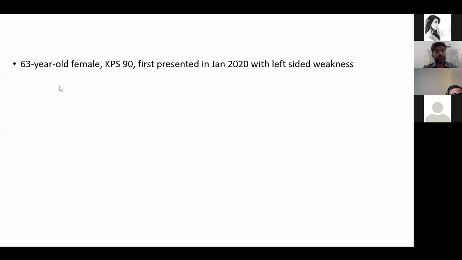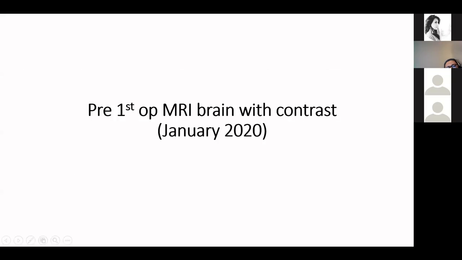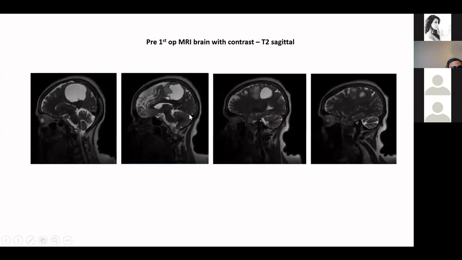She's a 63-year-old female, KPS 90, first presented in January 2020 with left-sided weakness. So her first pre-op MRI brain was done with contrast in January 2020. This is her initial MRI brain done in 2020. I'd like radiology to comment on these scans, please.